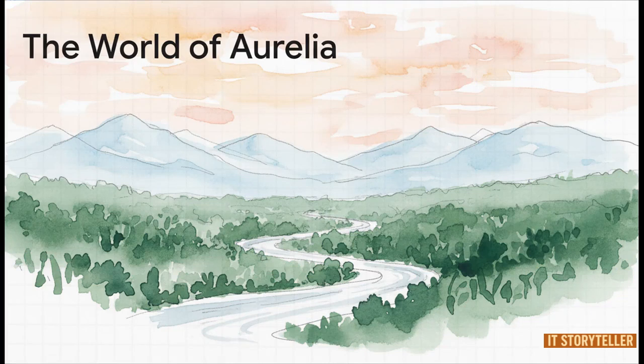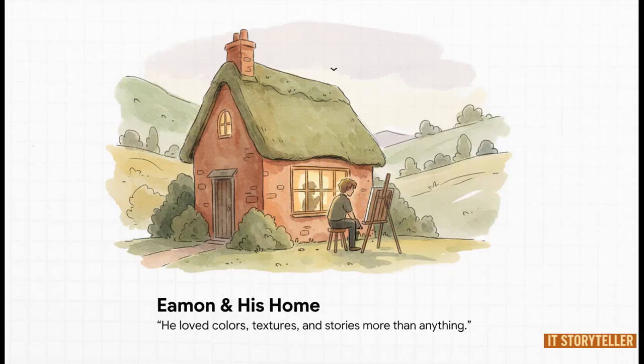I mean, just picture this. The mountains glowed with these soft blues. The trees shimmered with the deepest greens you've ever seen. And the rivers moved like these gentle, flowing strokes of silver paint. And above it all, the sky was this constant, beautiful swirl of warm pinks and golds. And right there, in a small, earthy cottage, lived our hero, a thoughtful young artist named Eamon.